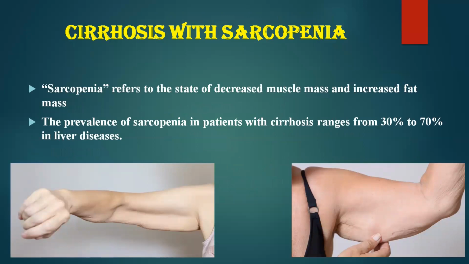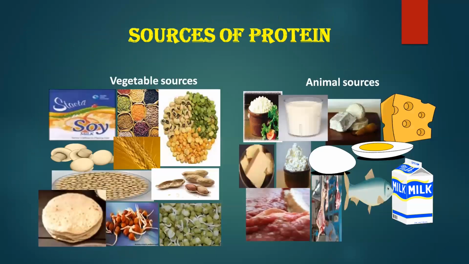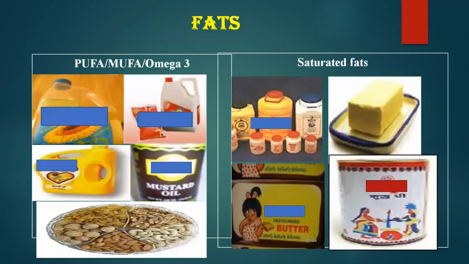Sarcopenia, as already discussed. In sarcopenia, the calorie intake should not be less than 35 to 40 kilocalorie per kg of body weight, protein 1.2 to 1.5 gram per kg of body weight, fat 20 to 30%, and carbohydrate 60 to 65% of total calorie. Sources of protein: vegetable and animal sources, as already discussed in previous lectures. Fats: polyunsaturated fatty acids and monounsaturated fatty acids along with omega-3 fatty acids.